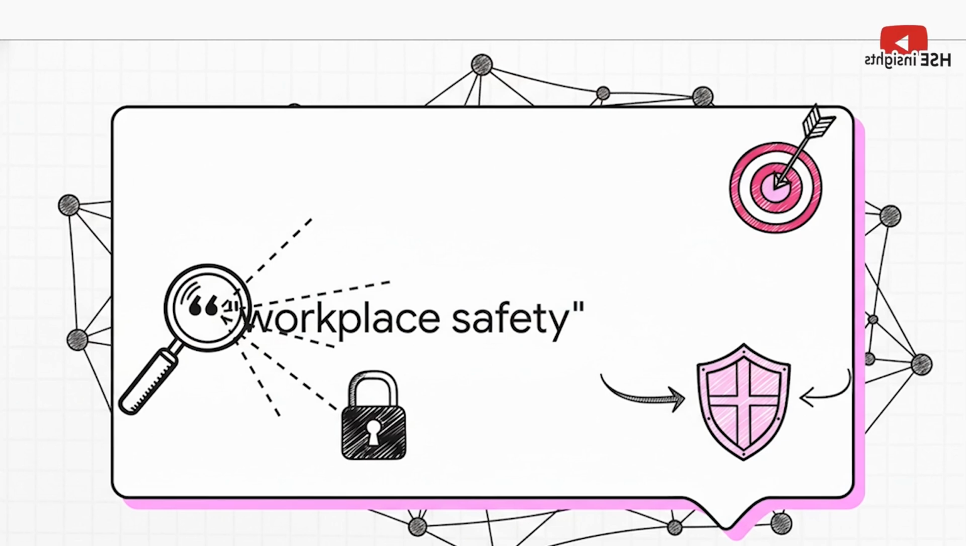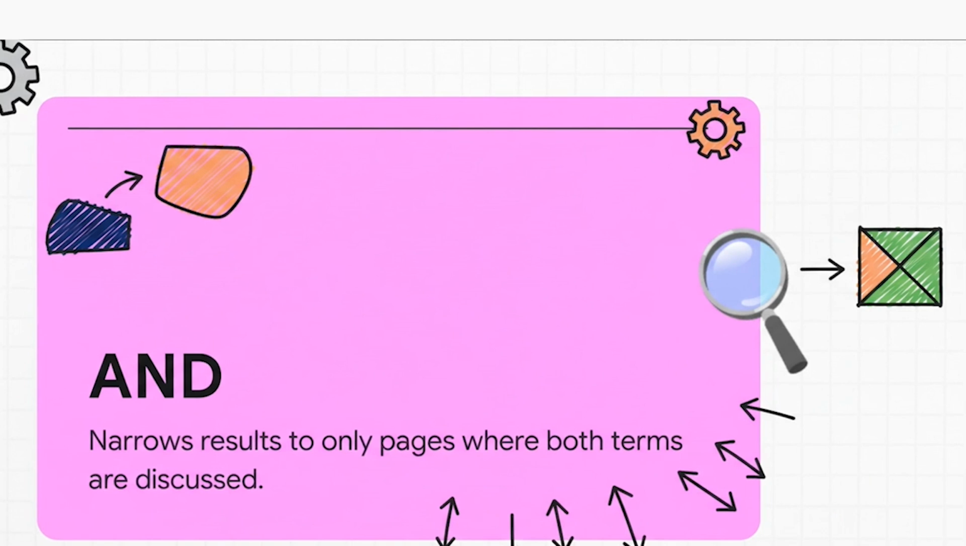Alright, next up in our toolkit is the word AND. You can think of this as your must-have filter. When you use AND, you're telling Google, look, any page you show me has to have this term, and it also has to have this other term. It's perfect for when you need to connect two different but related ideas.